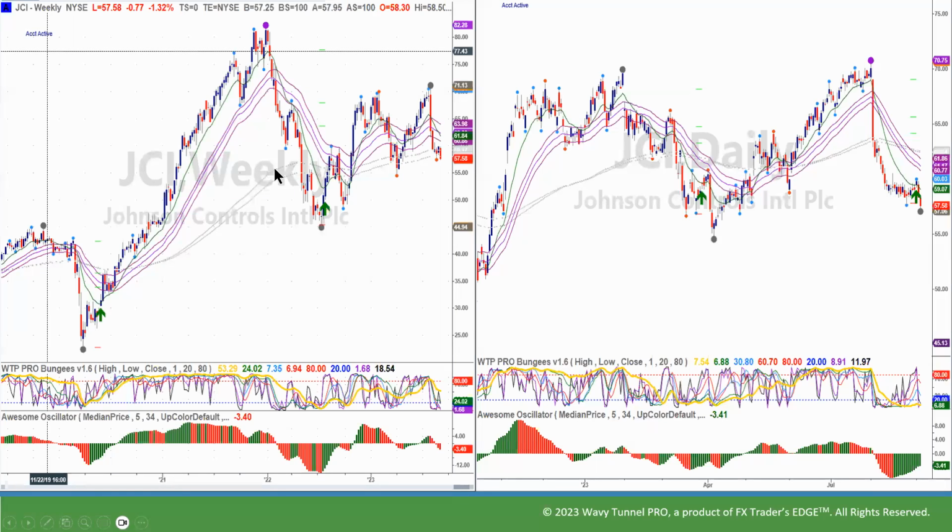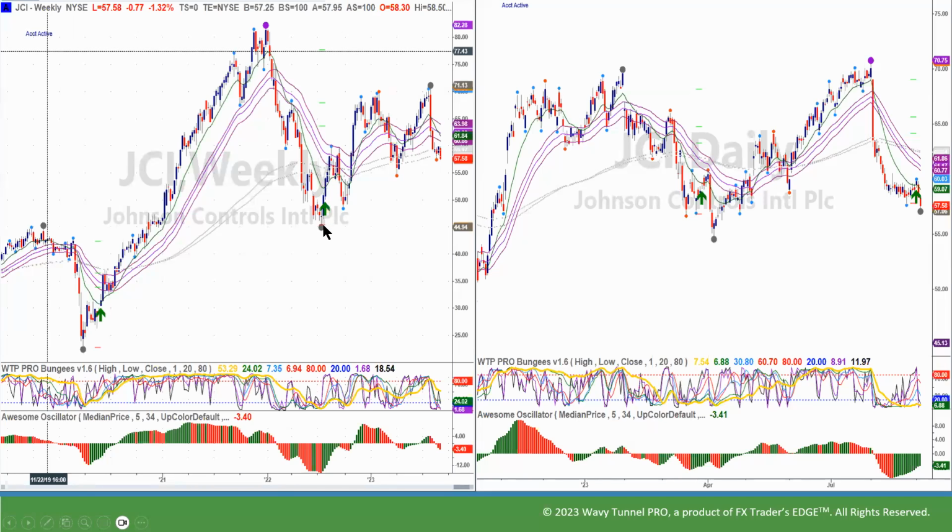So this is JCI on the left. This is the weekly, and on the right is the daily. On the left, we had this signal right over here. Now the ready is when we have the gray dot. The signal is when the green arrow shows and we close above this filter. So this was a way to have a signal once the market turned around and started to move higher. And so that's how it works. The ready is with the gray dot. The signal is when we break above the filter.